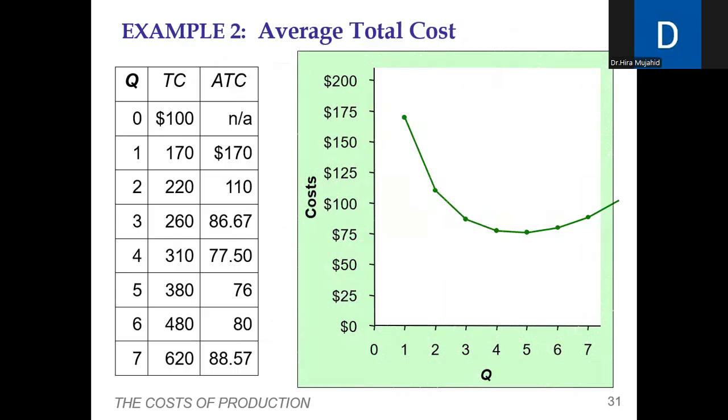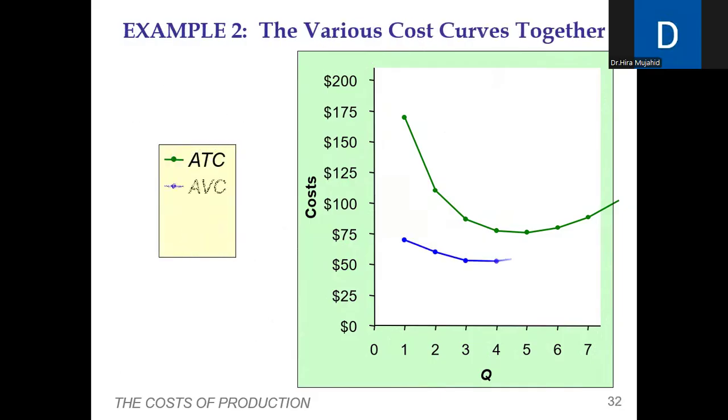The ATC normally has a U-shaped curve, right? It decreases, then is constant, then increases. See, this is how ATC looks. Now we will merge all the graphs we have discussed so far to see how they look if we bring them all onto one graph sheet.